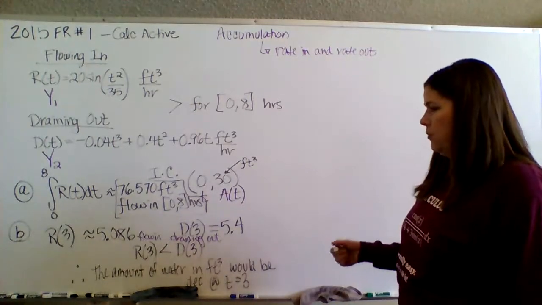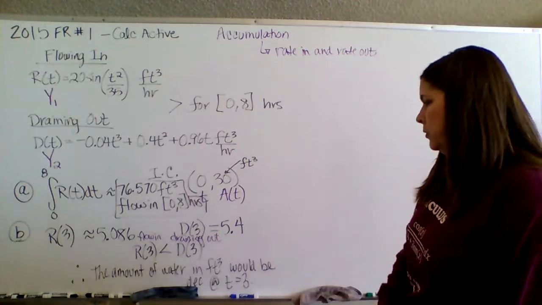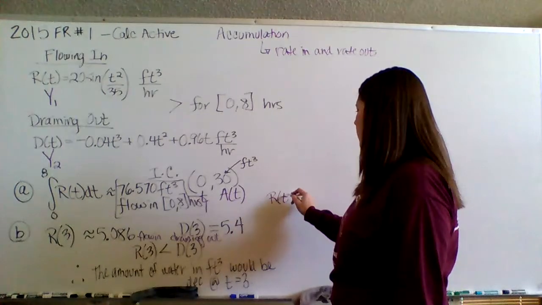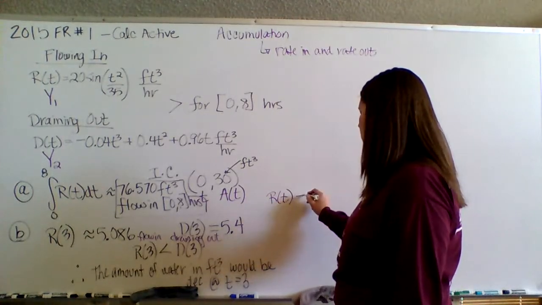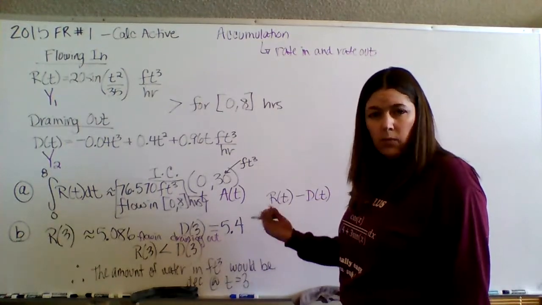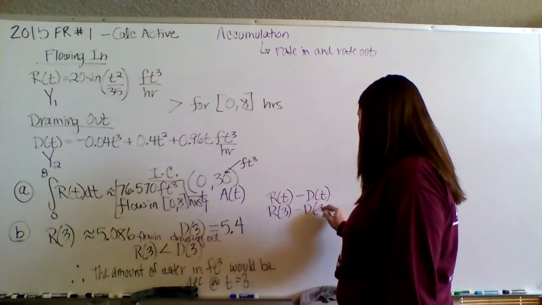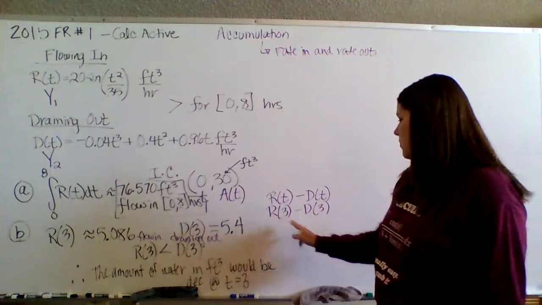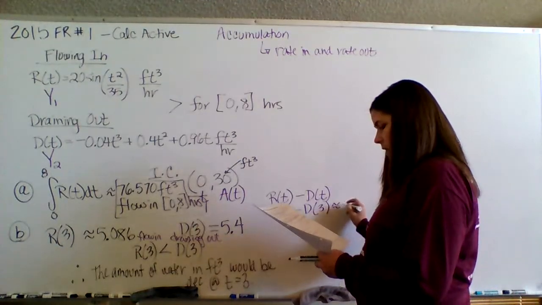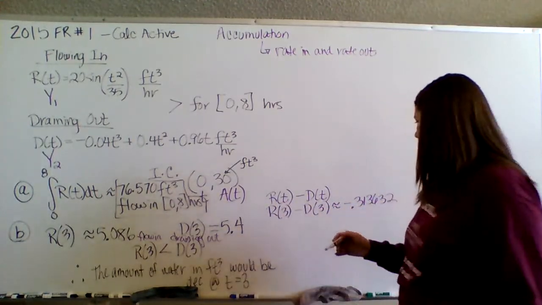The other way to approach this problem, and whichever way makes the most sense in your head, is to say, okay, if I have water flowing in and water flowing out, I take the water flowing in, subtract the water flowing out, and analyze it that way. But I would want to analyze it right at time 3. So if you did R of 3 minus D of 3, I got that answer to be approximately negative 0.313632. I just wrote down probably more digits.